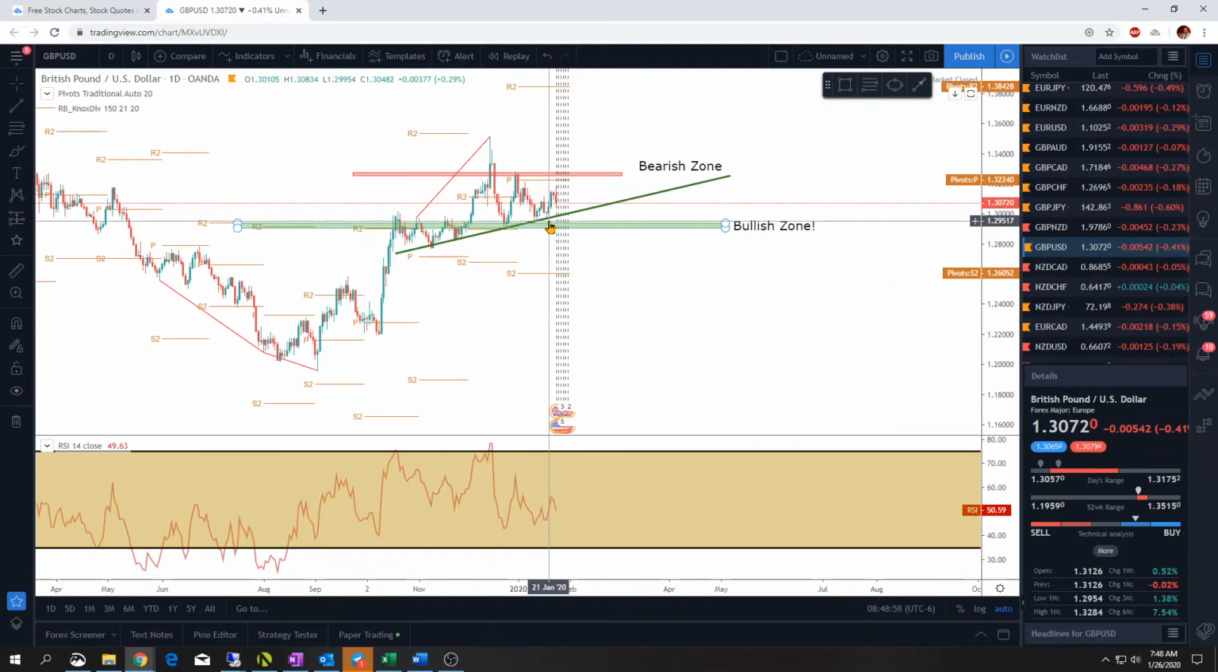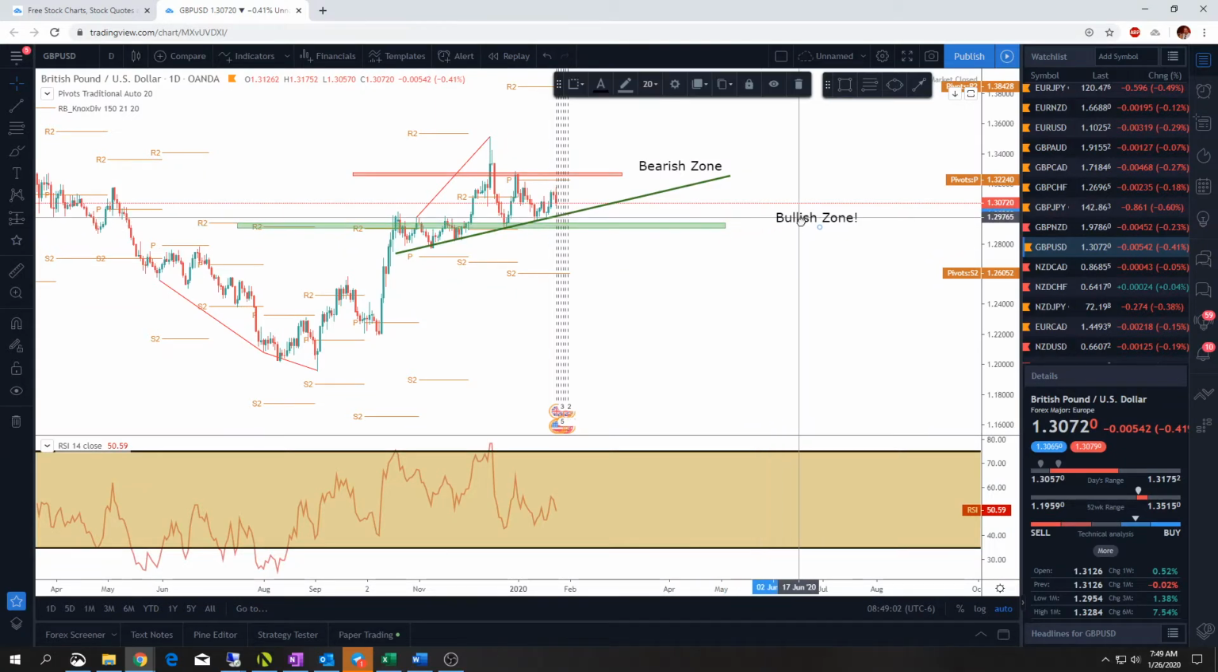If I get a break of this trend line and break of this bullish zone here, man, that's going to be a good short pair down to these levels. So when I look at this chart, that's what I'm looking for, a big move. If we get a break of this trend line and this support, this bullish zone, we'll be bearish down to this level.